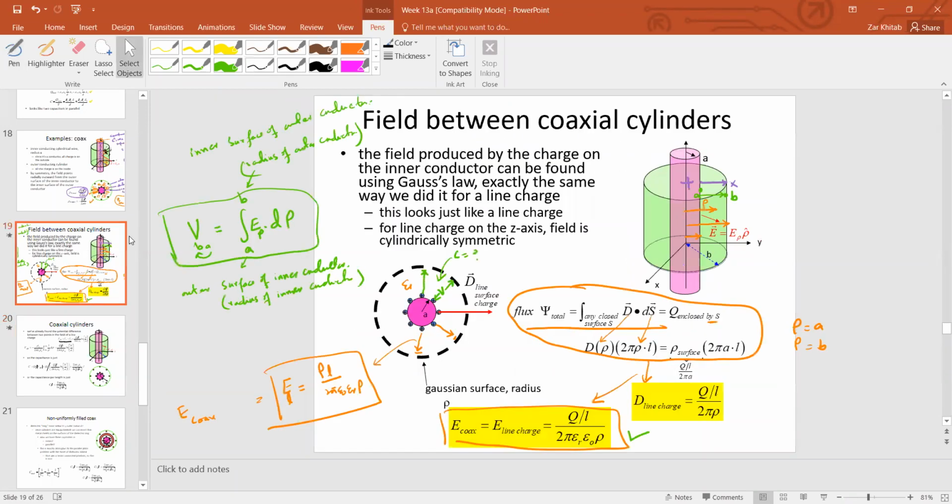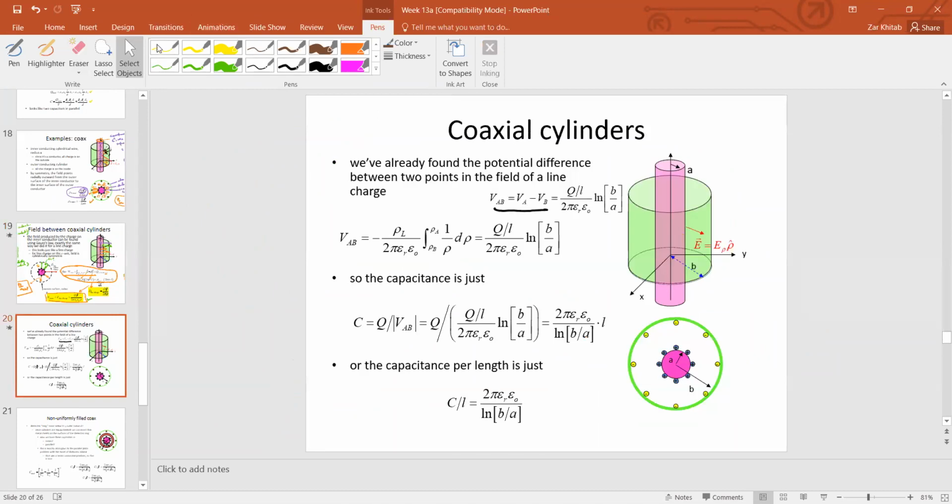Let me stick to one kind of notation. VAB is VA minus VB. It will be this equation. And how do we do that? Our VAB is the integral from A to B of E dot d rho, E rho d rho. So just put the values from A to B.